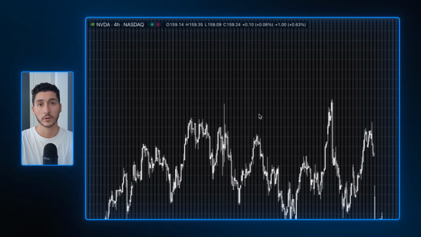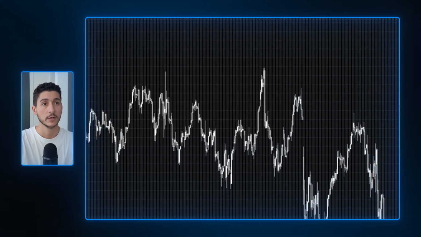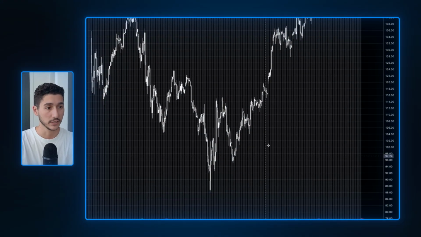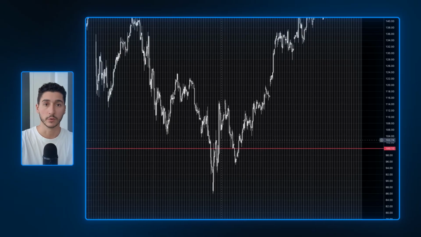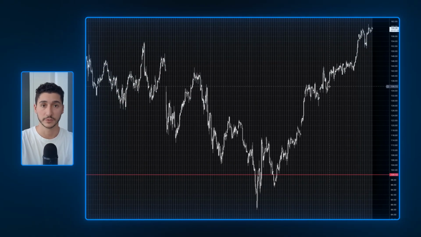So here we're looking at NVIDIA. We're on a 4-hour chart. And let's say that you see this $100 level as support, right? You think that when price gets around here, it will bounce and you want to capitalize on this bounce.